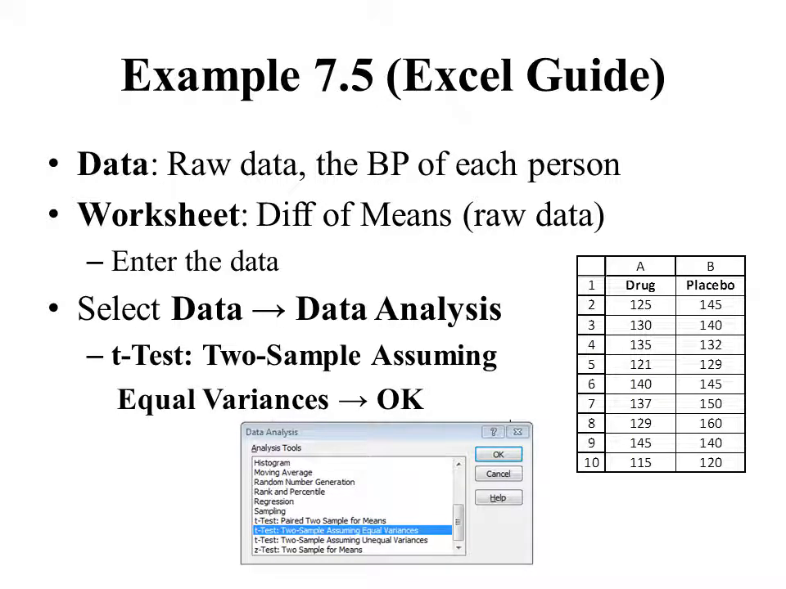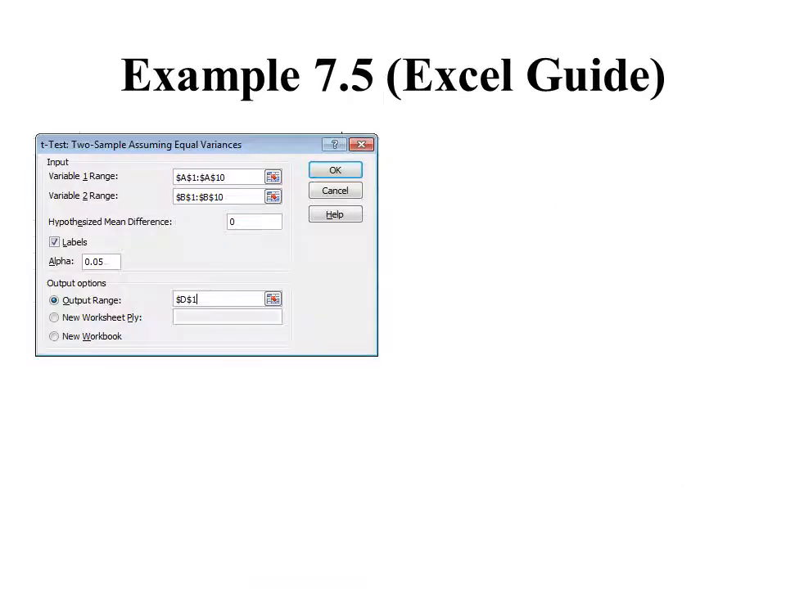Then we're going to select data, data analysis, and you're going to get a pop-up window that looks like this. And you're going to choose one of the last options there called t-test: two sample assuming equal variances. This is a two sample t-test, and as we stated in our requirements, we need to assume that the populations have equal variances, and so that's why we're choosing this option here. Once you select that option, press OK. And then you'll get a window that pops up that looks like this.